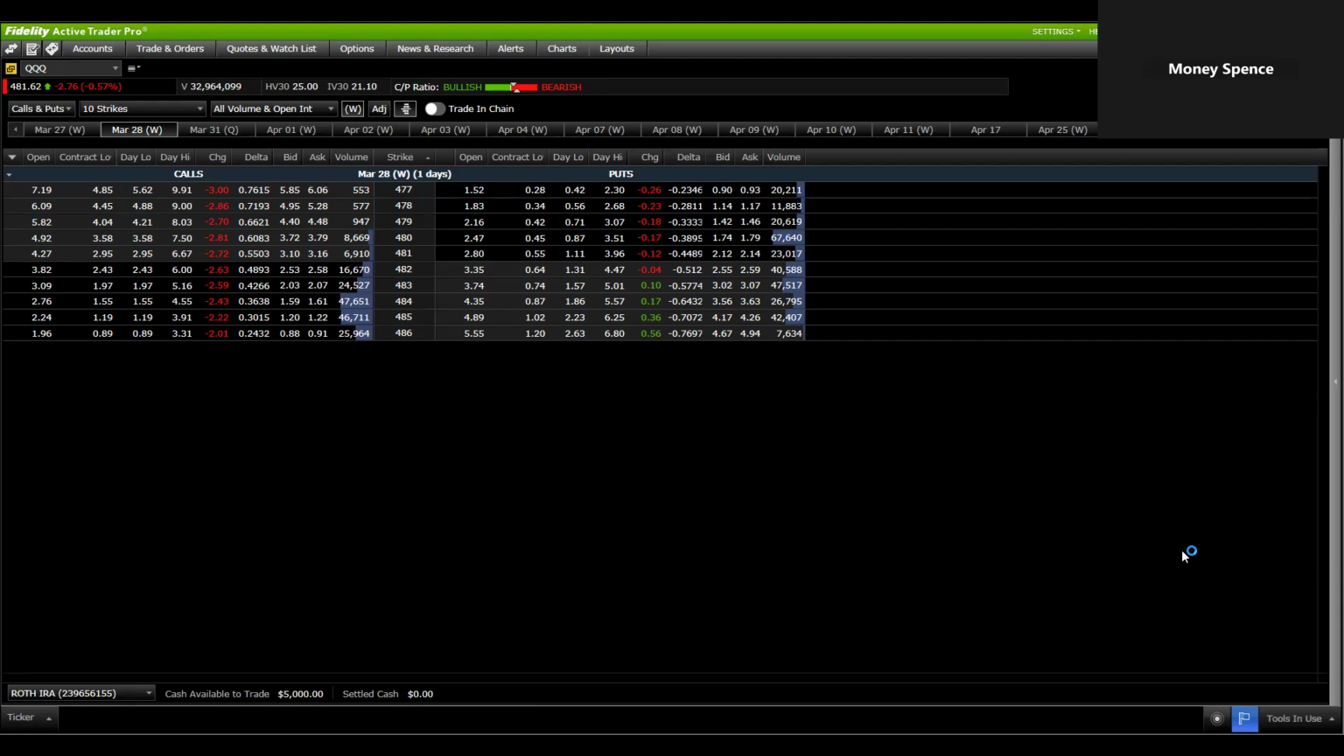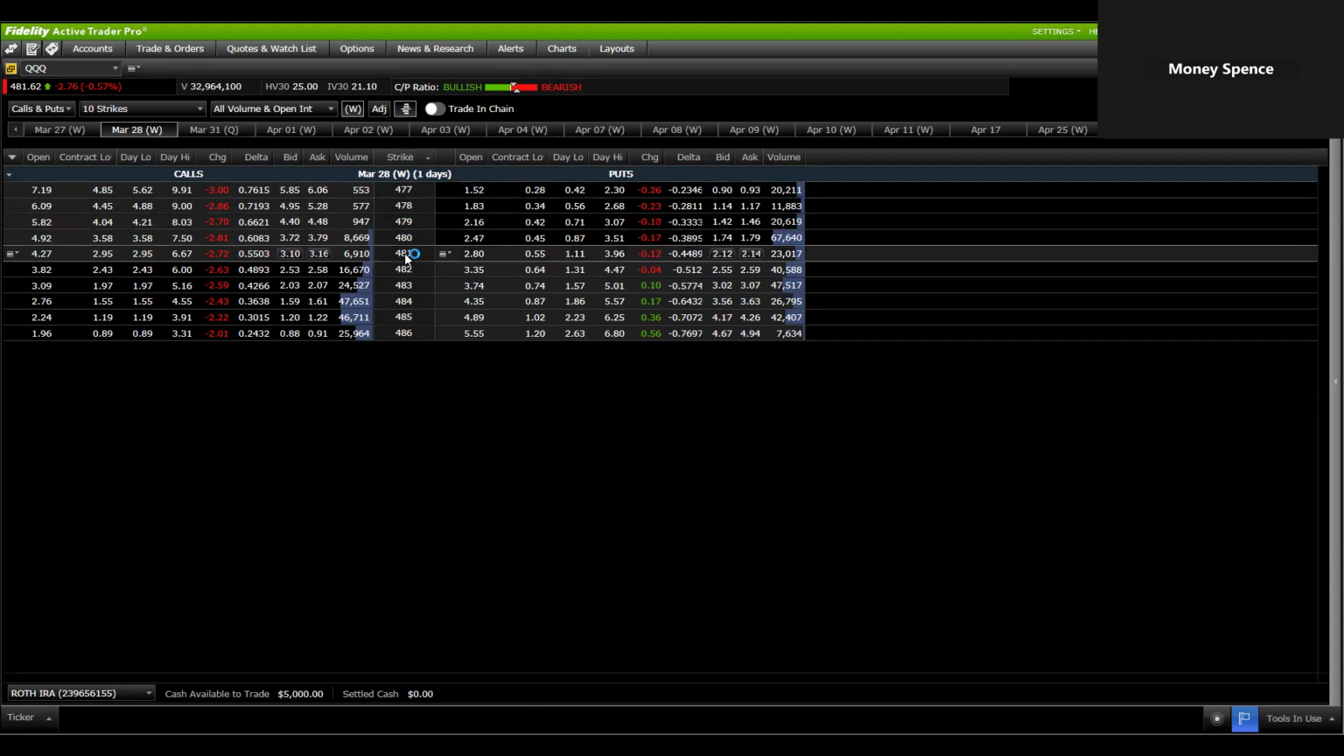So as you all can see on our chart, we have the option chain pulled up. If you look at the center part, that's the strike price. And these options expire tomorrow on March 28th. On the left-hand side, we have call options. Whenever you purchase a call option, you're betting on the market trending towards the upside. We have put options on the right-hand side. Whenever you're buying a put option, you're betting on the market trending towards the downside.